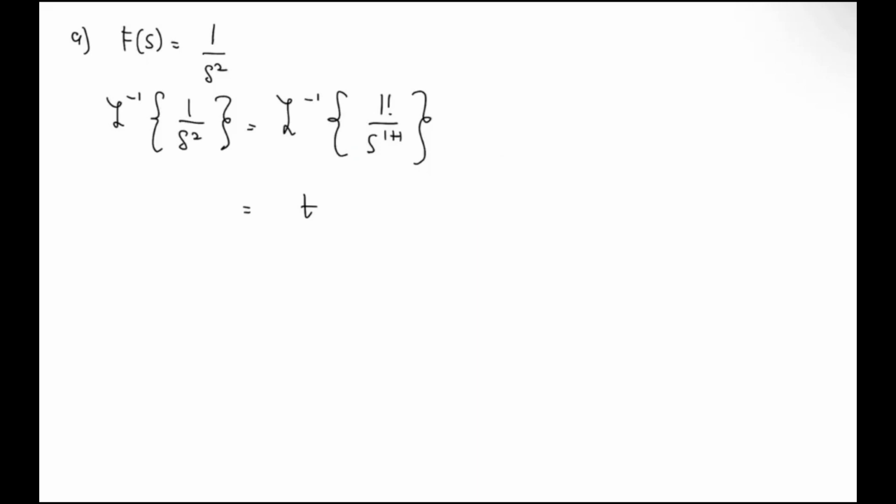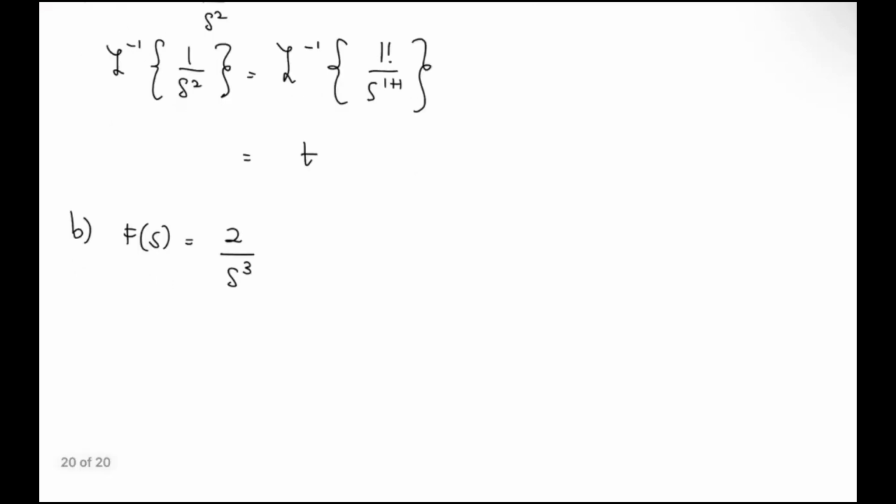Okay, B. Let's say we have F(s) equal to 2 over s to the power of 3. So find f(t). So f(t) is equal to the inverse Laplace of 2 over s to the power of 3. You can rearrange this one as the inverse of 2 over s to the power of 2 plus 1.